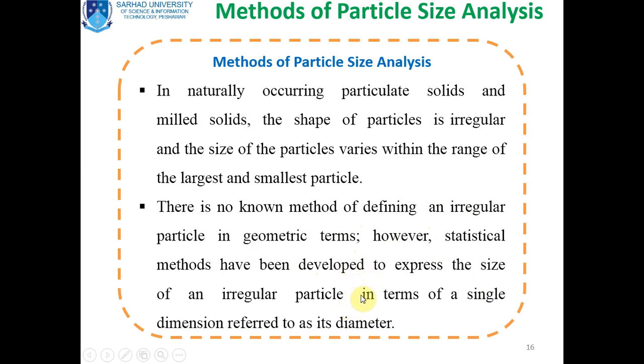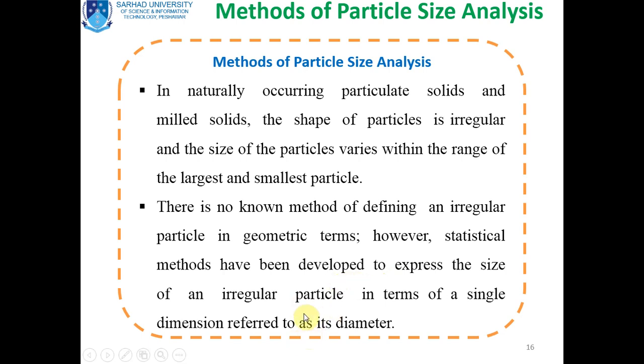If we have a regular shape or proper shaping of the particle, then it is convenient to determine the dimension in a single term. But in this case, as the particle is irregular, it is difficult to express it in a single dimension.